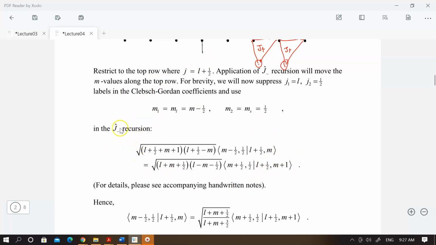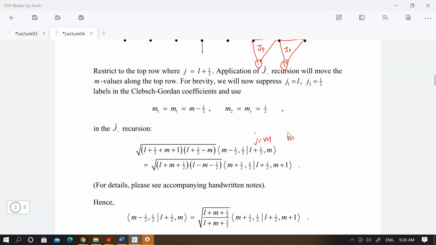Okay, so this is coming from the top row. So you get this condition that gives you the state relating, let me see, m minus a half with the total state m. So this is like your, it gets confusing sometimes. So this is like your jm.